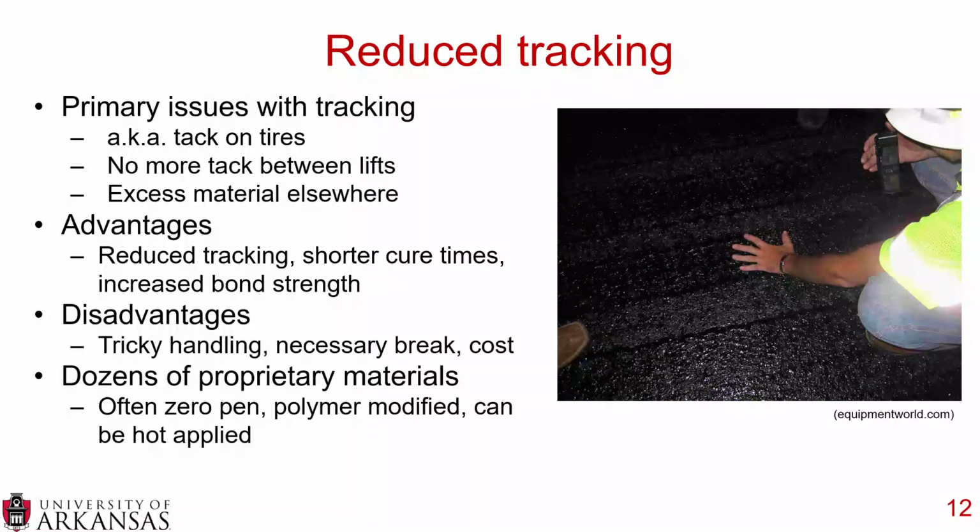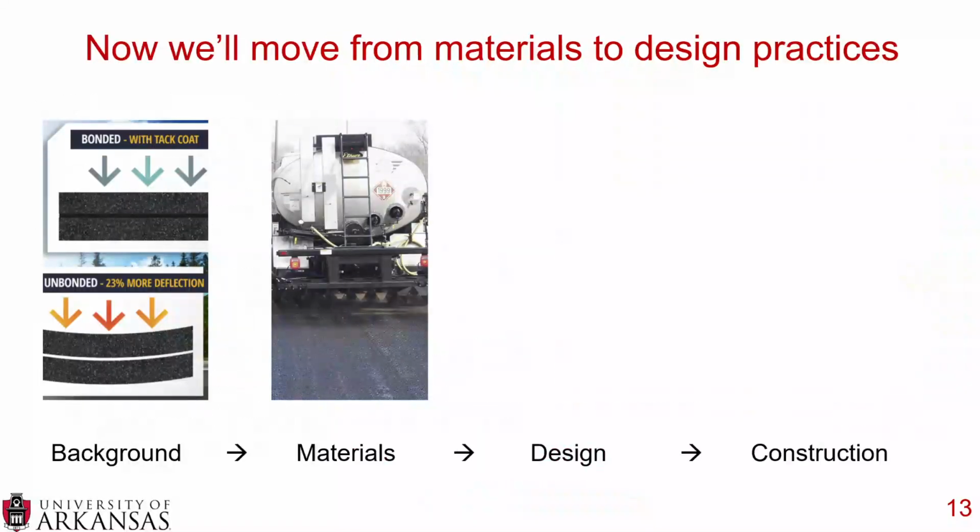It is more expensive. Another thing that's a little complicated with reduced tracking is there are dozens of proprietary materials out there. It often has to do with zero pen asphalt binder, polymer modified asphalt binder. It can be hot applied, it can be asphalt emulsion, but really it's kind of the Wild West, and it's still an open area. So this is still something we're trying to get our heads around. Maybe in 5, 10, 15 years, I'll have a whole Pavinar on reduced tracking tack coats. Maybe we'll have a much stronger understanding of the ins and outs. All right, so that's a brief overview of the materials.